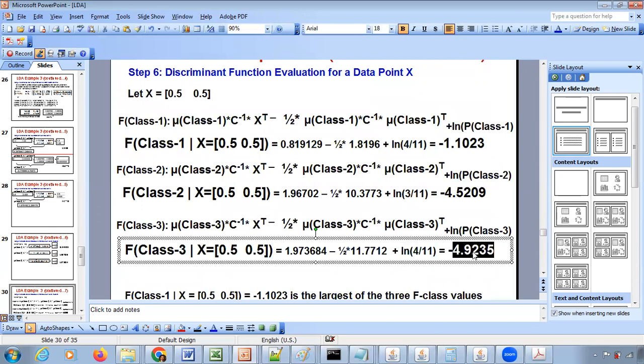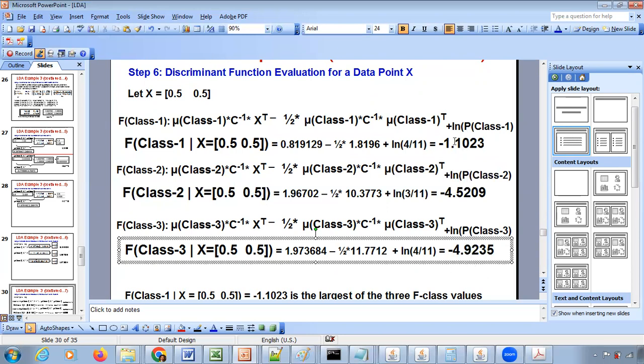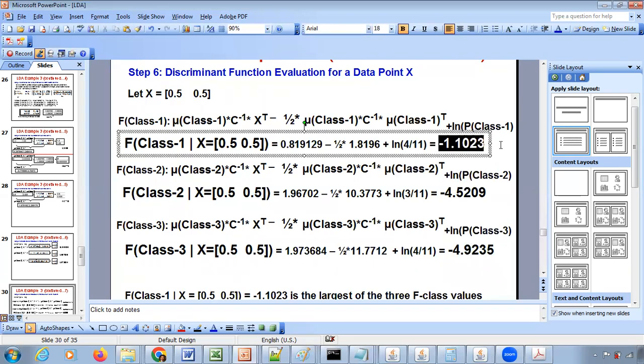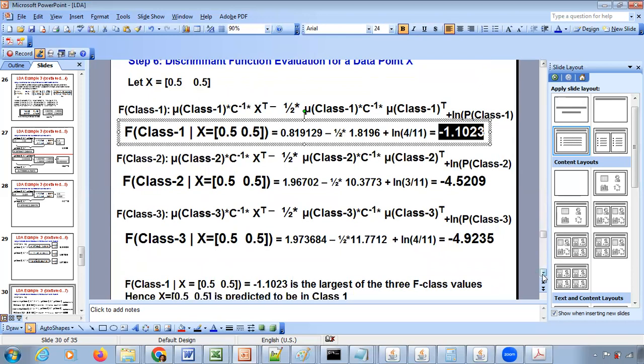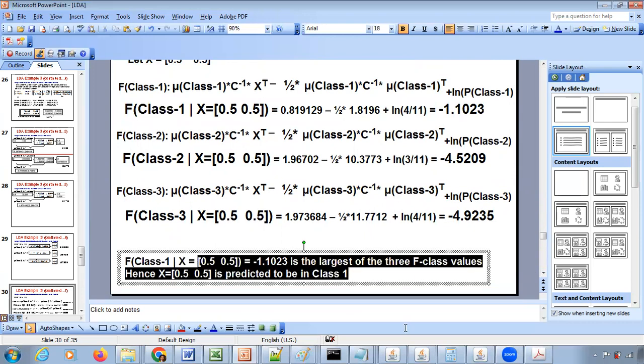You get this number. You see the F values. Among the F values, we pick the largest. And all 3 F values are negative in this case. We pick the largest of the negative values, which is negative 1.1023. And that corresponds to class 1. So we say this data point will belong to class 1.